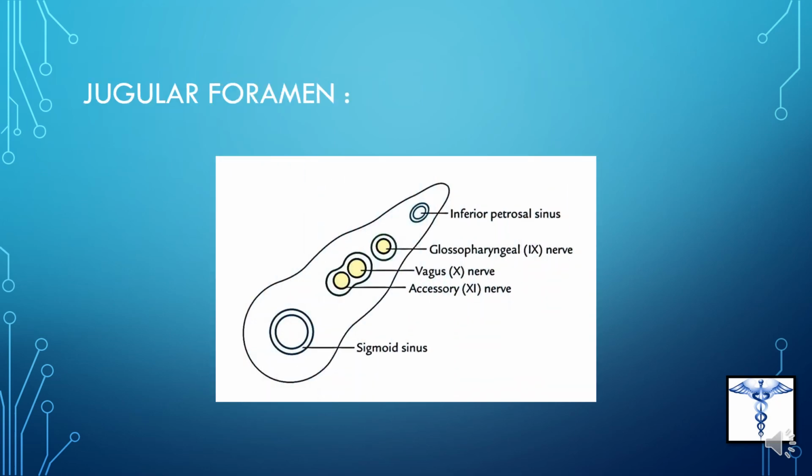Here is the jugular foramen. From anterior to posterior, the nerves and sinuses that pass through are the inferior petrosal sinus, the 9th, 10th and 11th nerves, and the sigmoid sinus. The glossopharyngeal, vagus and accessory nerves are the cranial nerves.